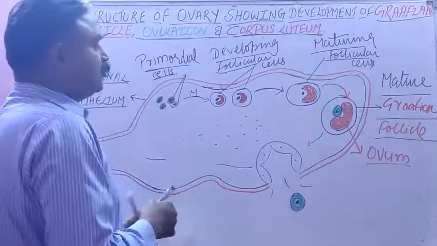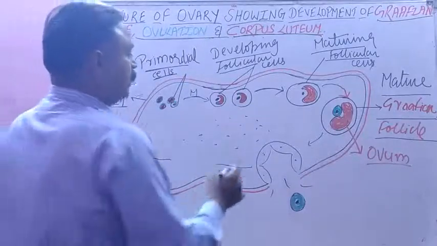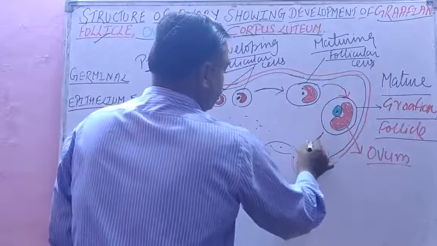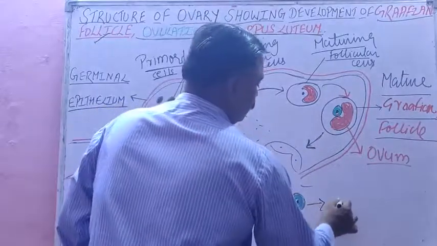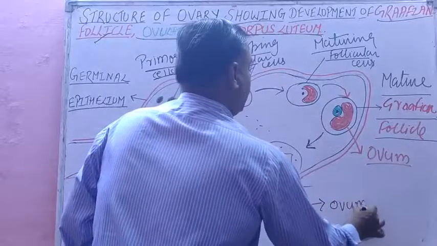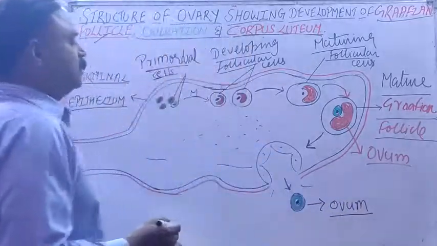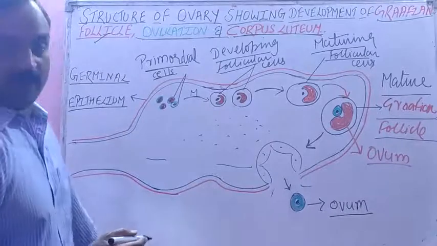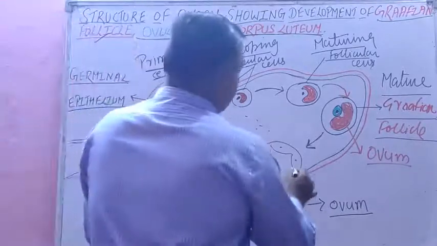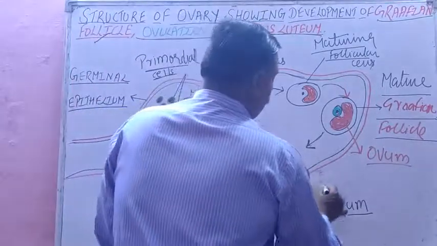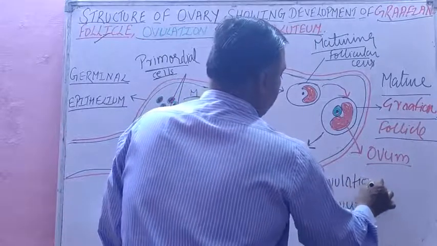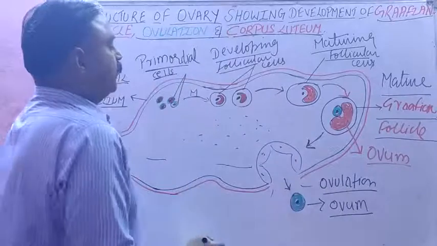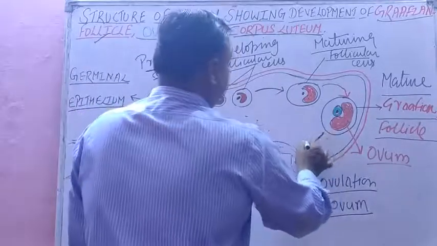Now, this mature Graafian follicle ruptures to release the ovum. After 14 days of development, ovulation occurs. This process is called ovulation. Isn't it? This phenomenon is called ovulation, students.